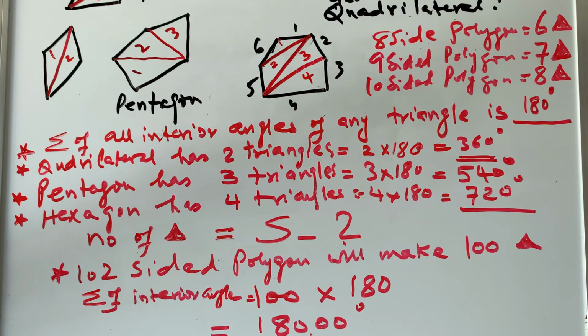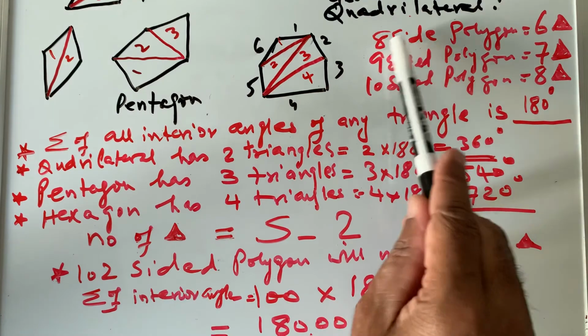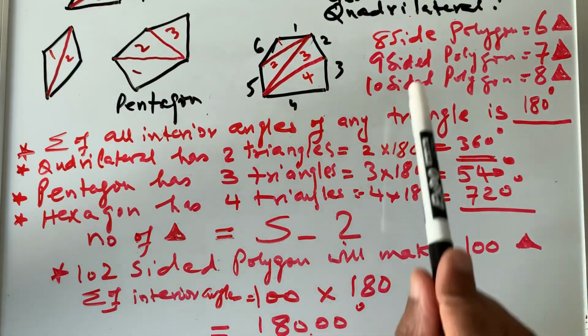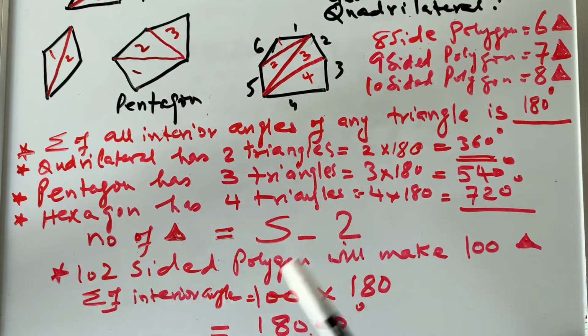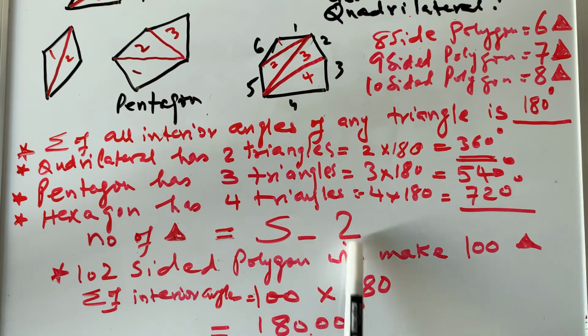Hope you understand, so you have to make the analogy. You start with quadrilaterals, 4-sided polygon, 5-sided polygon, 6-sided polygon, and then you realize that the number of triangles formed by the polygon is always 2 less than the number of sides of the polygon. So an 8-sided figure has 6 triangles, so always 2 less. So the number of triangles in any polygon is the number of sides minus 2. So we have a 102-sided polygon. That means we have 100 triangles.